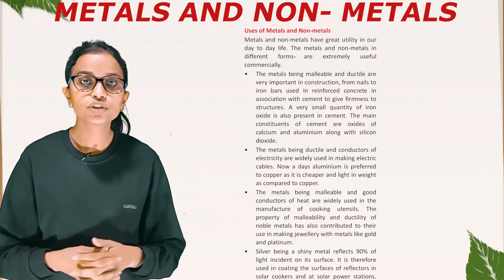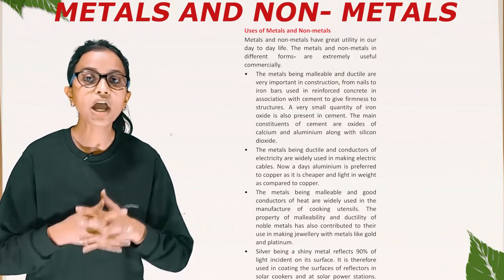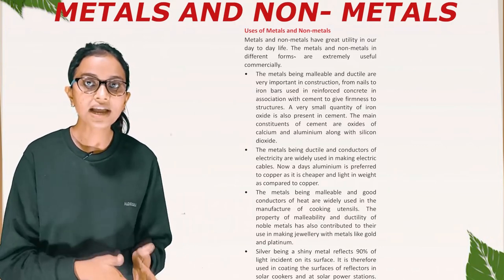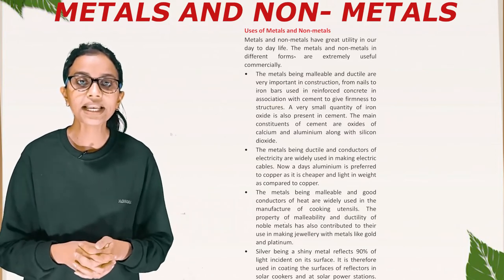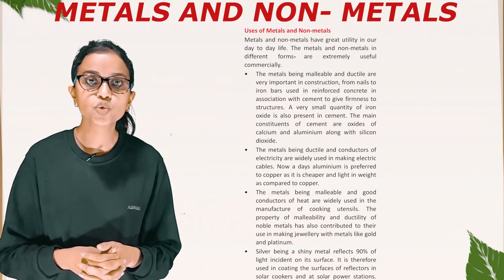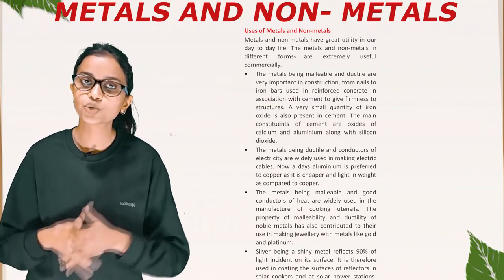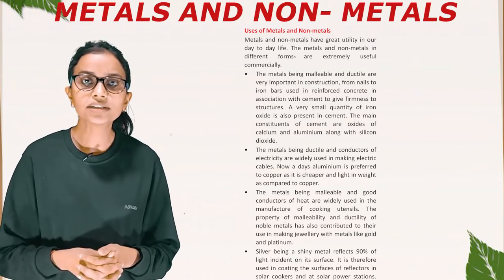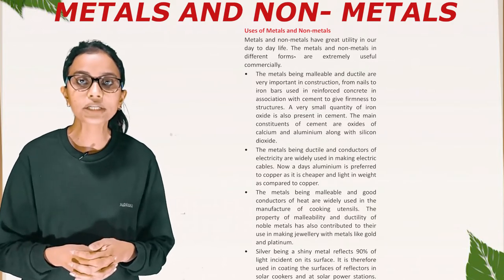The main constituents of cement are oxides of calcium and aluminium along with silicon dioxide. The metals, being ductile and conductors of electricity, are widely used in making electric cables. Nowadays, aluminium is preferred to copper as it is cheaper and light in weight as compared to copper. The metals, being malleable and good conductors of heat, are widely used in the manufacture of cooking utensils.